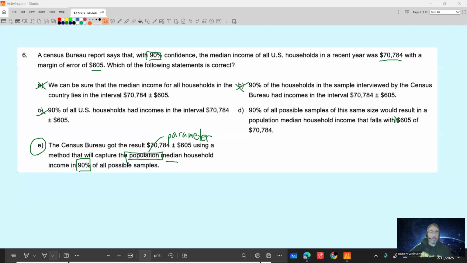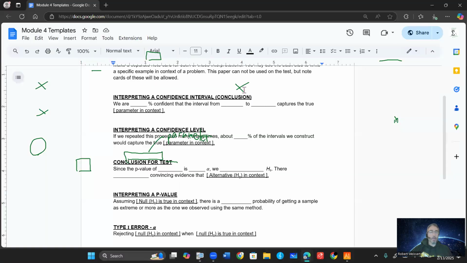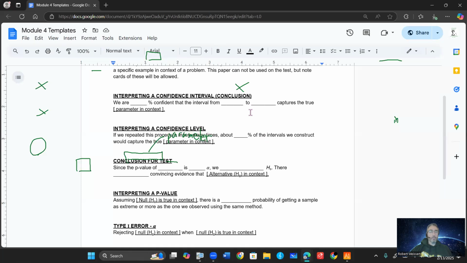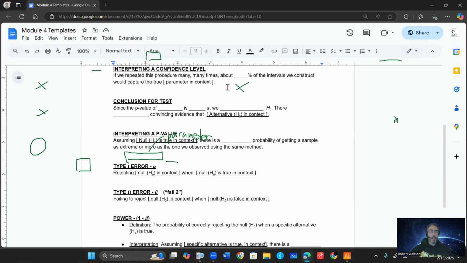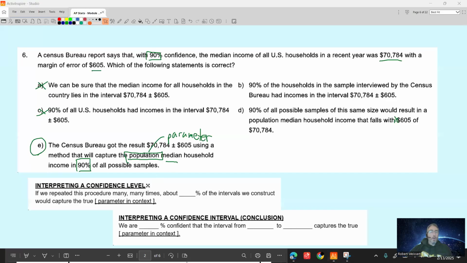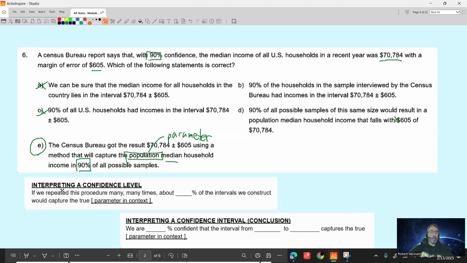Now, let me remind you again, this is a textbook definition of what a confidence level is. So remember those templates I gave you? Look at interpreting a confidence level. We don't really deviate from these two statements. Interpreting a confidence level means if we do this a bunch of times, we're going to get about 90%, or 95%, or whatever your confidence level is, of the intervals we make capturing the true parameter in context. In this case, the parameter is the median household income. So this is like textbook interpreting a confidence level.